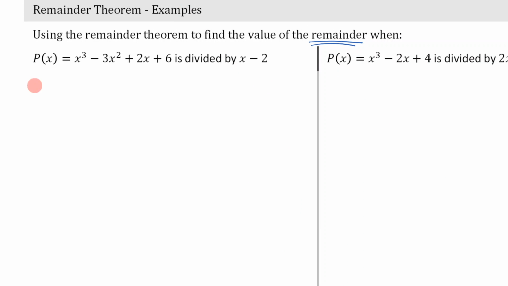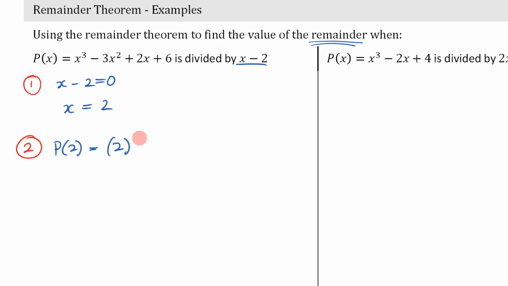So what are we going to do first? Well, step one is to take our divisor, x minus 2, set it equal to 0, and then solve for x. So that means x is going to be equal to 2. That's the first thing that we do. The next thing that we do, step 2 now, is we take that and we substitute it into p of x.